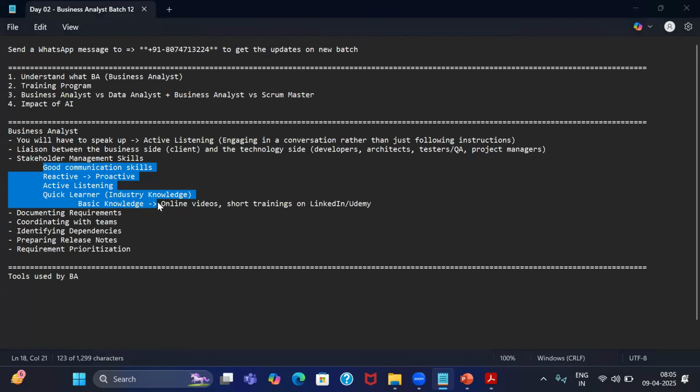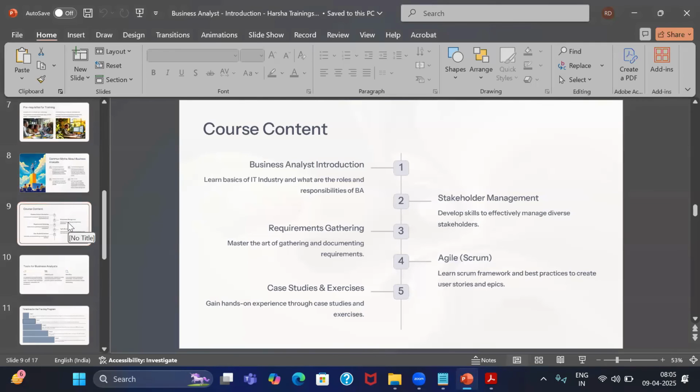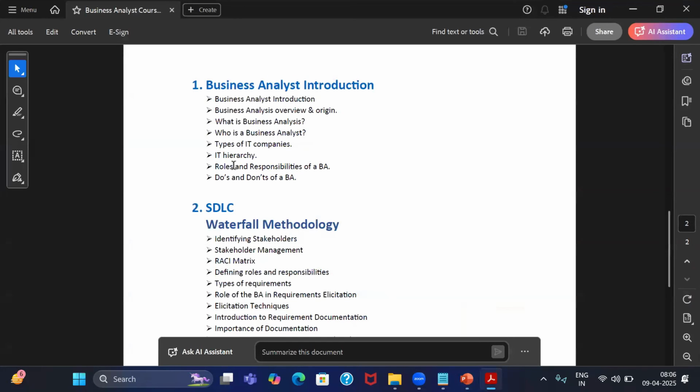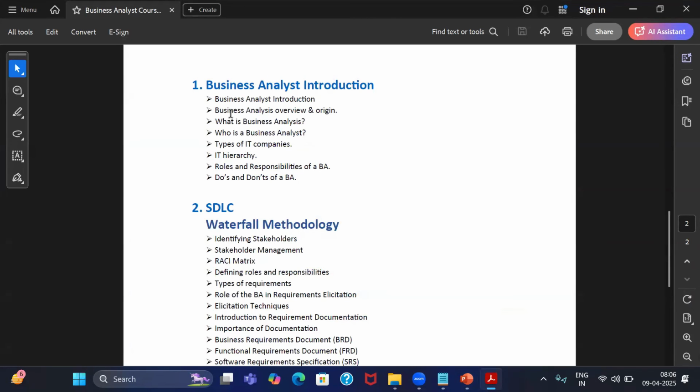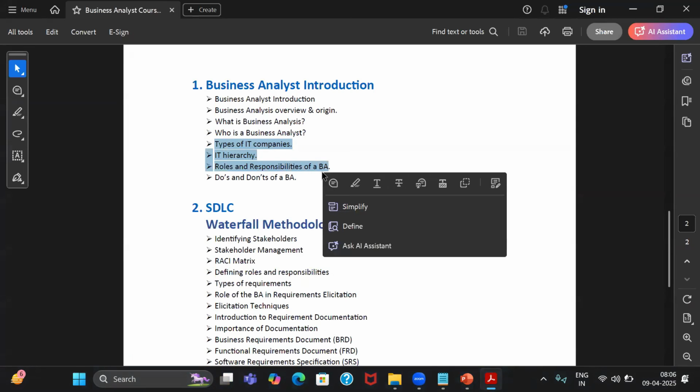Now, what we wanted to start the discussion with today was the course content. Like I mentioned yesterday, I'll show you the course content. Our entire training program is divided into three parts. The first one is the introduction part, which, like I said yesterday, will take about 5 to 7 days to complete, wherein we build the basics for the IT industry: what the IT industry is, what the different types of IT companies are, and what you expect a BA to do in an IT company.